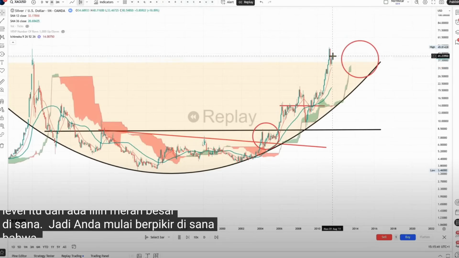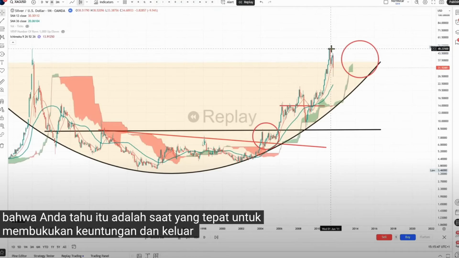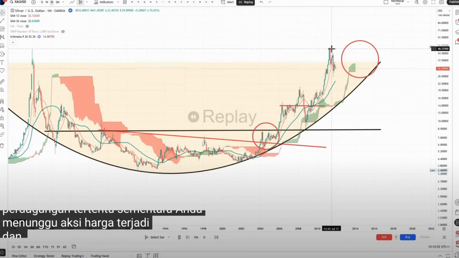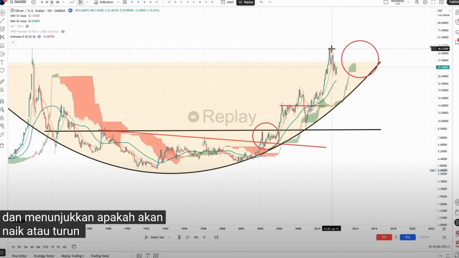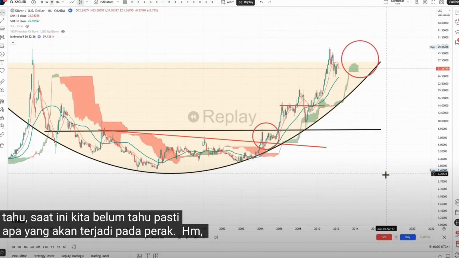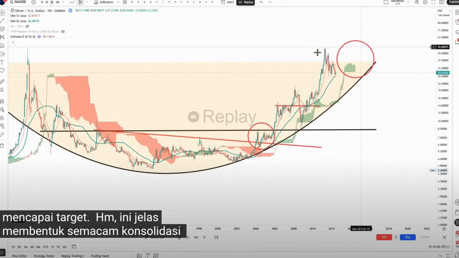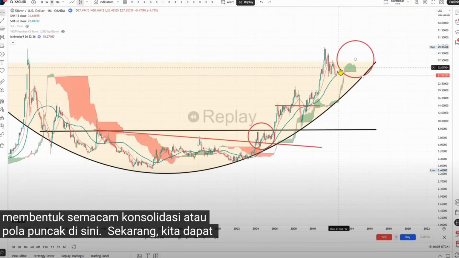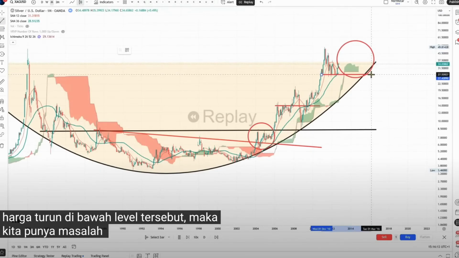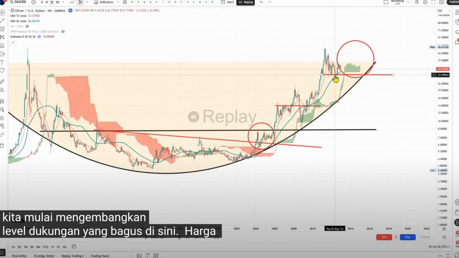So you'd start to think there that's a good point to book your profits and exit that particular trade whilst you're waiting for the price action to play out and show whether it's going to be bullish or bearish again. So, we don't know at this point quite what silver's going to do. It's reached its target. It's clearly forming some sort of consolidation or topping pattern here. Now, we can say with some degree of confidence that if price breaks below that level, then we've got a more major problem because we're starting to develop a nice support level here. Price has reached its target.